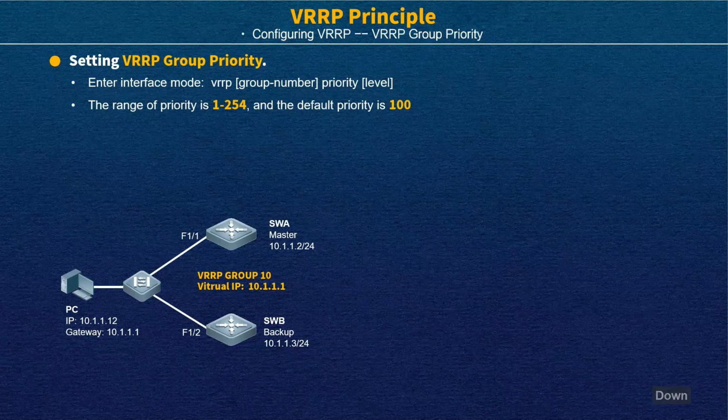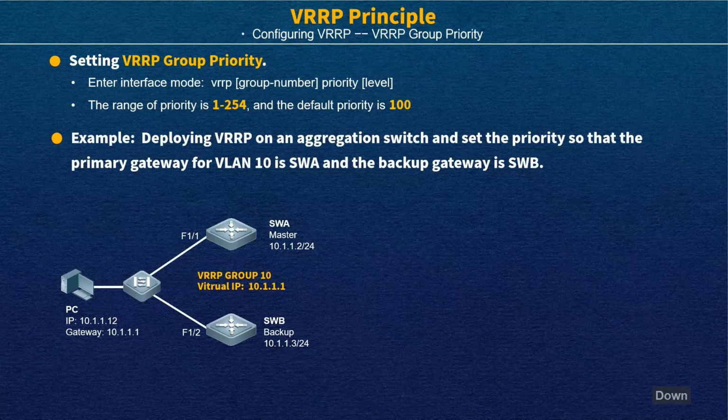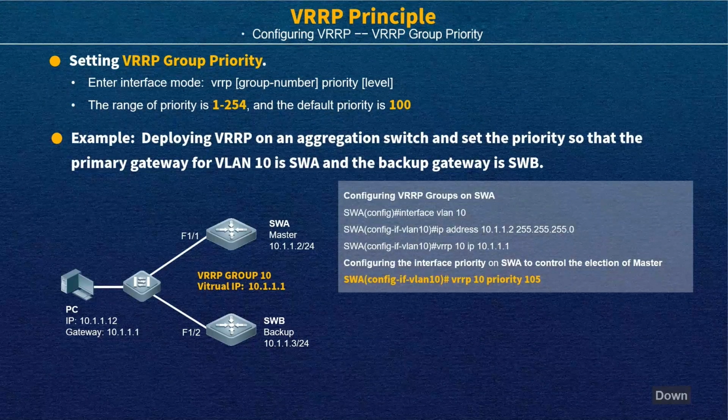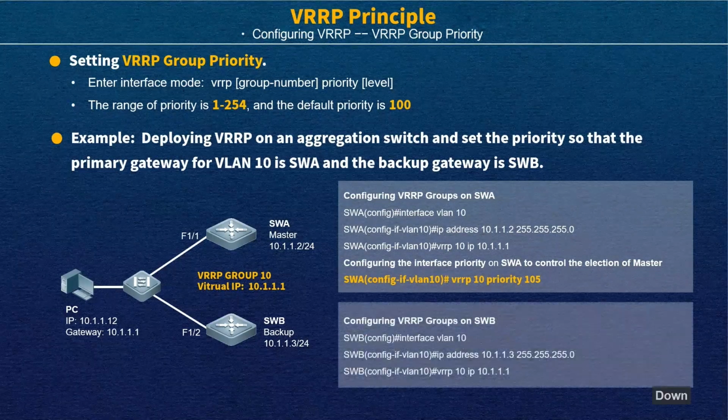Enter interface mode, the VRRP group ID, and change the priority. The available priority range is 1 to 254. The default one is 100. Here in the example, on switch A, we also add VRRP 10 and change the priority to 105. Of course, you can use another value, as long as it is bigger than switch B's. Bigger than 100 is enough. And on switch B, you don't need to add any configuration here.